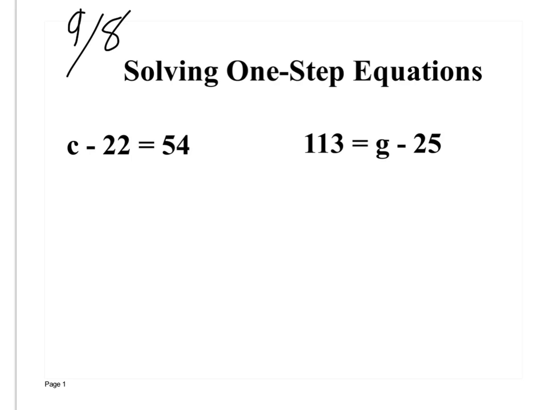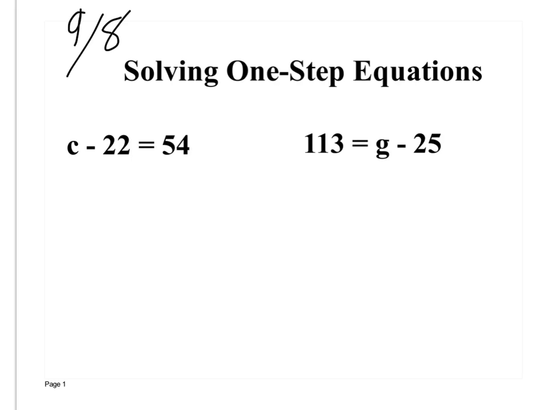Our last homework, we had to write down equations. Okay, they had to translate them. Today, we're going to solve one-step equations, where all you do is one step. We have c minus 22 equals 54. I need to know what c is.